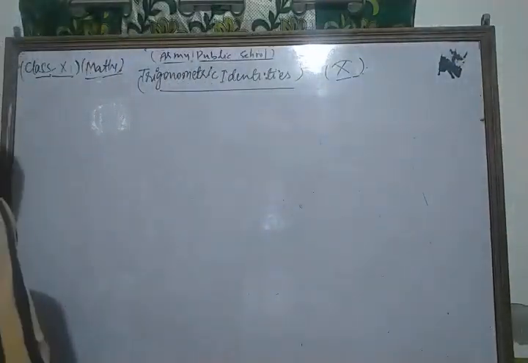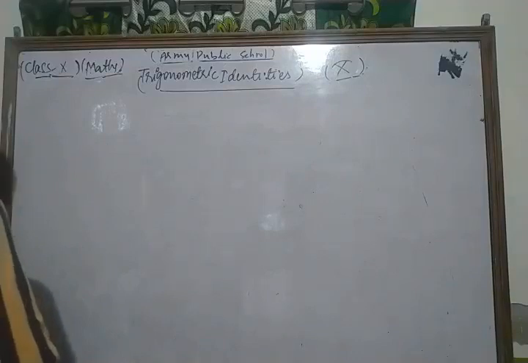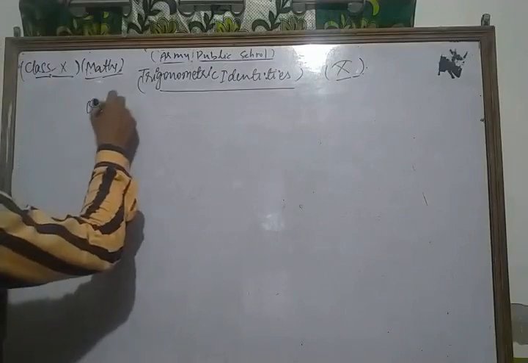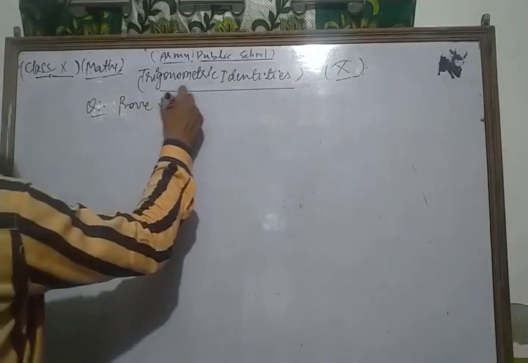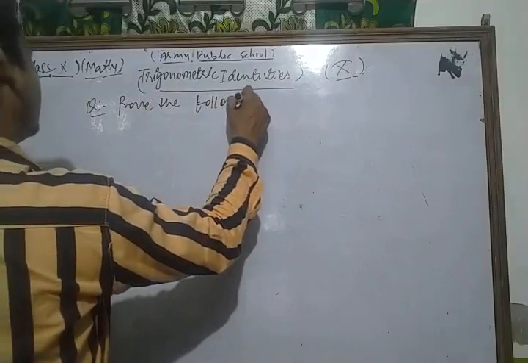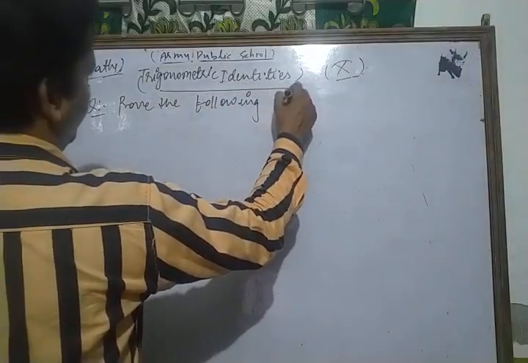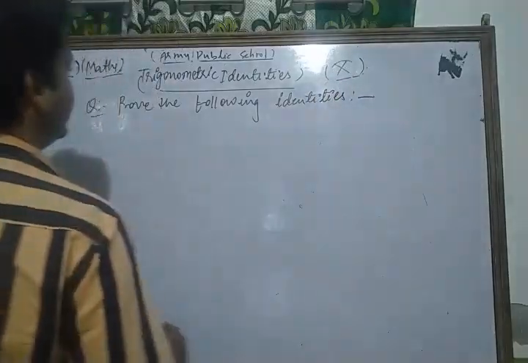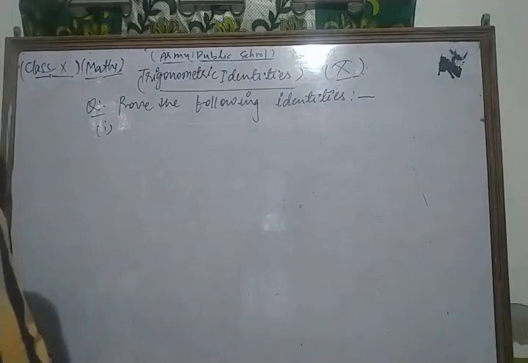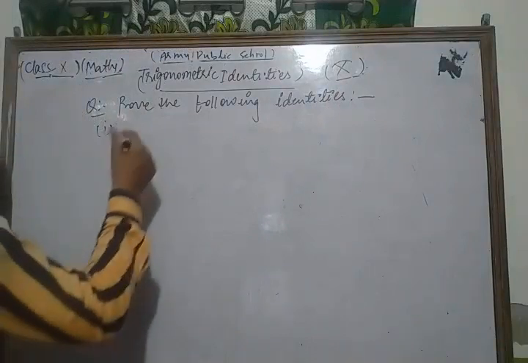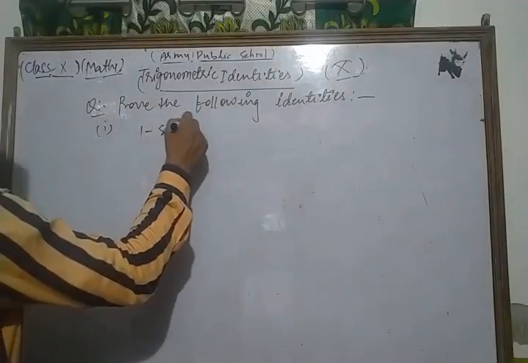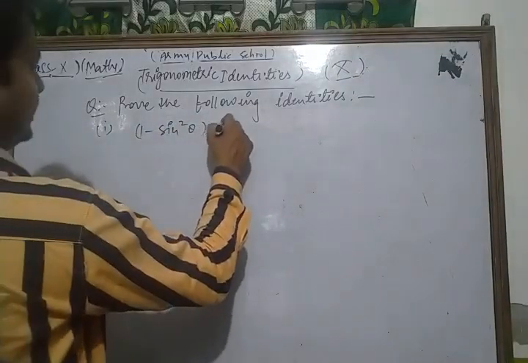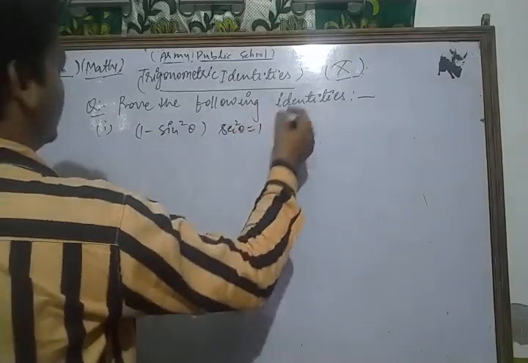Now prove the following identities. Your question is: prove the following identities. The first part of this question is (1 minus sin square theta) into sec square theta is equal to 1.